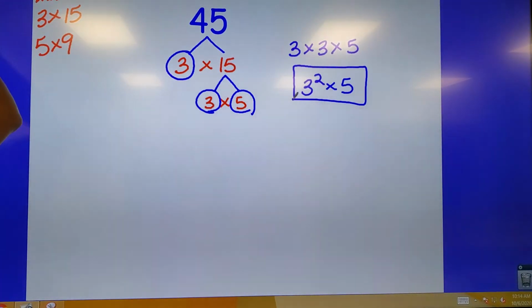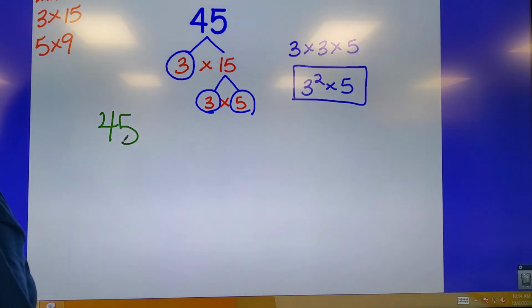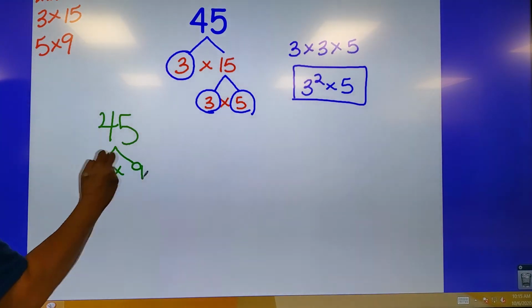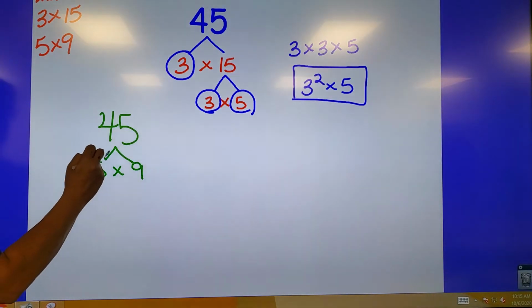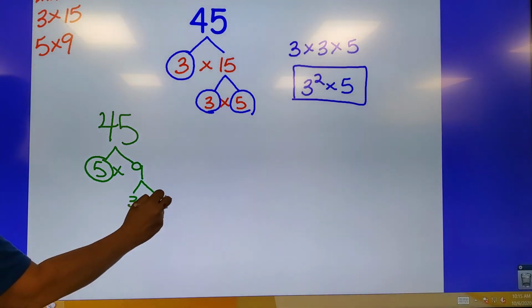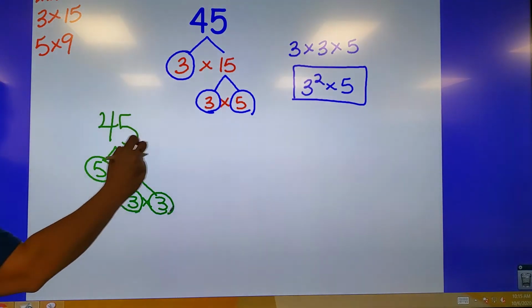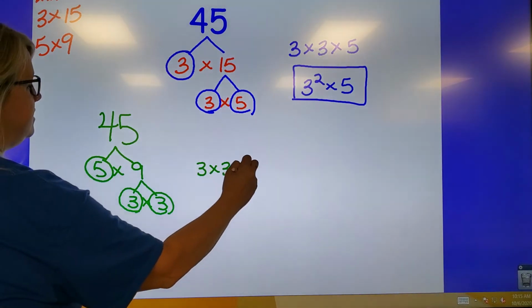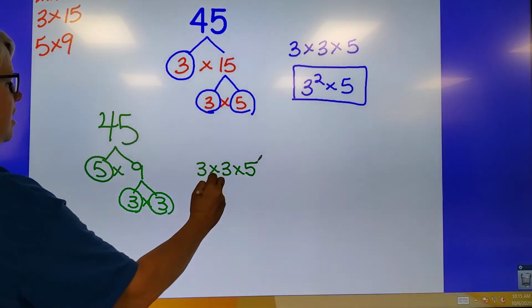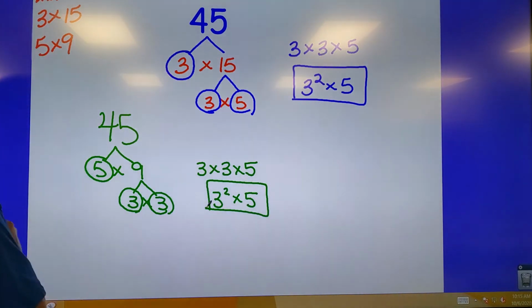Final answer. Now, I said that I would work it out the other way as well, because maybe you did not choose 3 times 15. Maybe you chose 5 times 9. 5 is prime. You should have circled it. 9 is not. 9 is 3 times 3. 3's are prime. So we have 3 times 3 times 5. You can see we end up with the same factors. So 3 to the second power times 5 is our final answer.